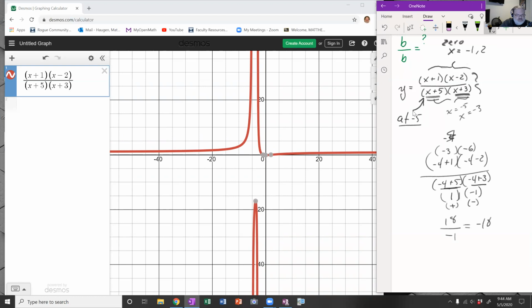Does that seem reasonable? When that factor switches from positive to negative, the graph switches from heading up to heading down. Crystal, is that better?